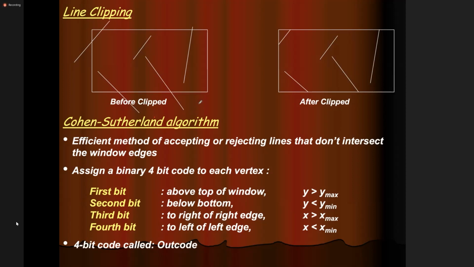Now, these are the areas you have to remove. There's another name for this particular algorithm, Cohen-Sutherland's outcode clipping algorithm. Outcode clipping algorithm, because it uses a concept called the outcode concept, where the outcoding mechanism is used, a very efficient mechanism, to determine whether line points, line segments or line areas are outside or inside. That is a very efficient algorithm. So this is a very efficient method for accepting or rejecting lines that do not intersect with the window edges.